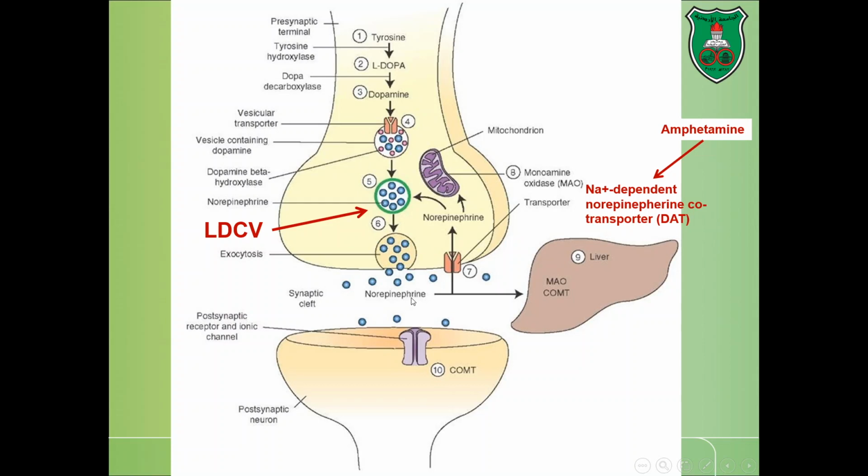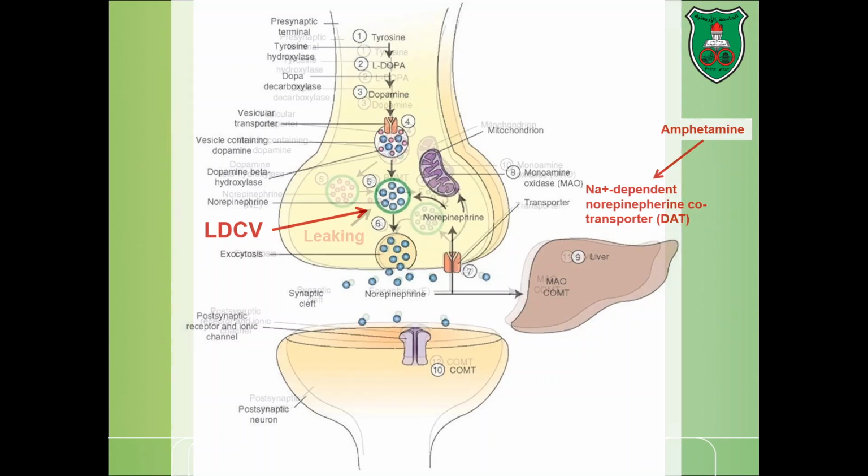Again, just like dopamine, most of it is taken up by the presynaptic cell, where it can be repackaged or it can be inactivated by monoamine oxidase. Some diffuse away, and they reach the liver, where it can be inactivated. But it doesn't seem that norepinephrine is taken up by the postsynaptic cell. Again, the transporter that is needed for reuptake of norepinephrine can be inhibited by amphetamine.